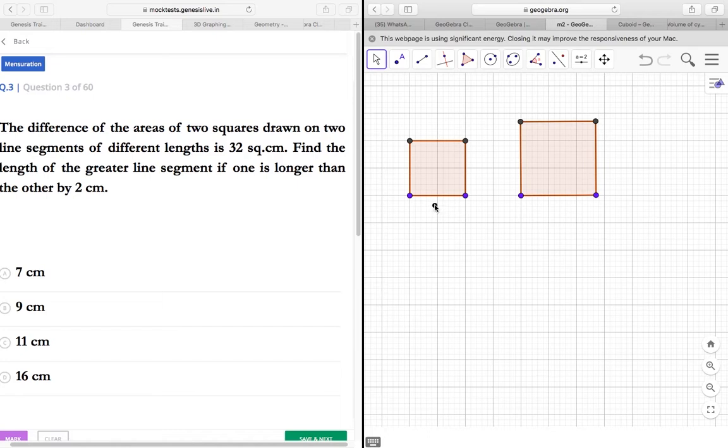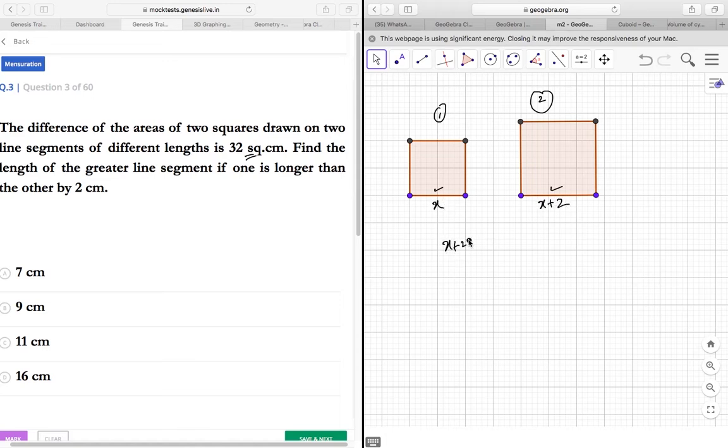Fine. So difference of areas of two squares. Basically, let's assume there are two squares. This is 1 and this is 2. Okay, drawn on two line segments of different lengths. Of course, this is one line segment, this is another line segment, two different lengths, and the difference of these squares is 32 square centimeters is what is given. Find the length of the greater line segment if one is longer than the other by 2 centimeters. If this is x, this is x plus 2. Simple.